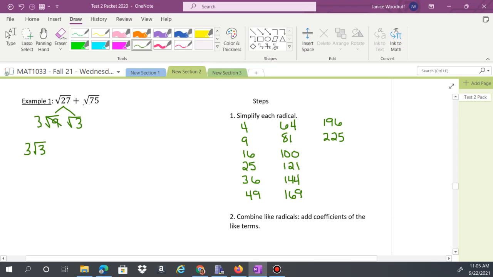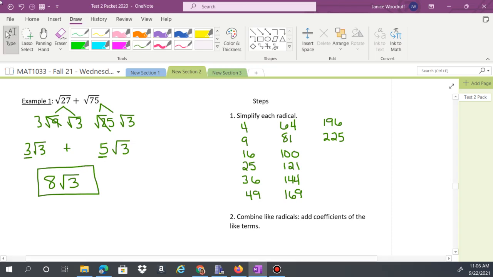Okay, then you go to the 75. Do any of the numbers on this list go into 75? 25. How many times does 25 go into 75? 3. So I make a factor tree again. Square root of 25, square root of 3. The square root of 25 is 5. So I make that 5 root 3. Bring down the plus sign. Now I can add these together. So I have 3 plus 5. I can add them because the square root of 3 is the same term. So I do 3 plus 5 and I get 8 square root of 3.